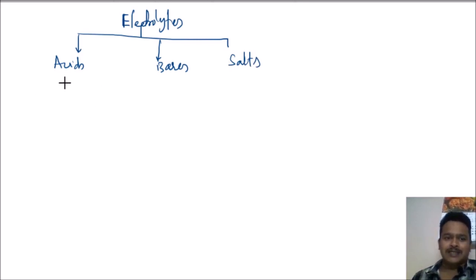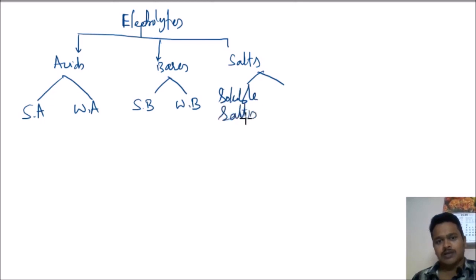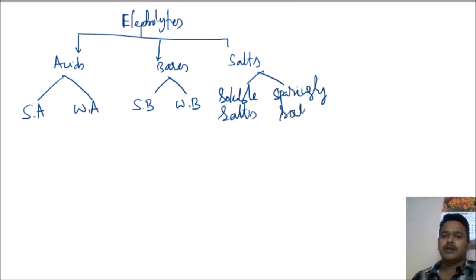In acids again two parts are there. One is strong acids, the other one is weak acids. Here also two are there, strong bases and weak bases. Here also two are there, soluble salts and sparingly soluble salts. This is the classification.